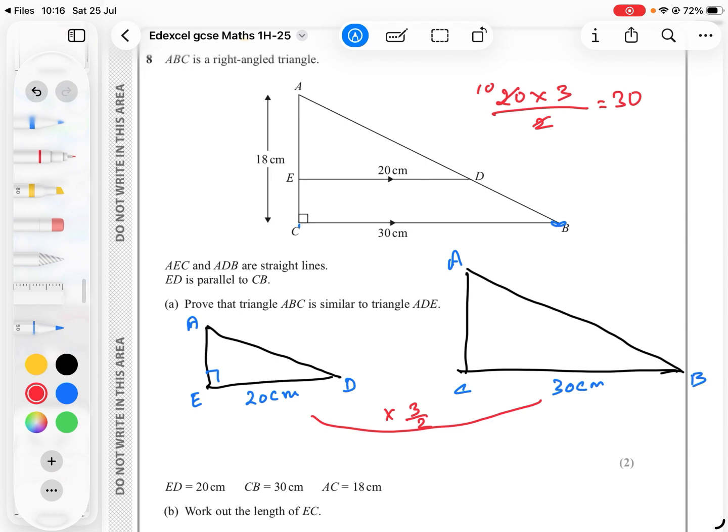Now, you are given AC in the question, 18 centimeter. Work out the length of EC. EC means this length. So all you have to do is work out this length. So we don't know this one, put A, this length. The scale factor is 3/2.